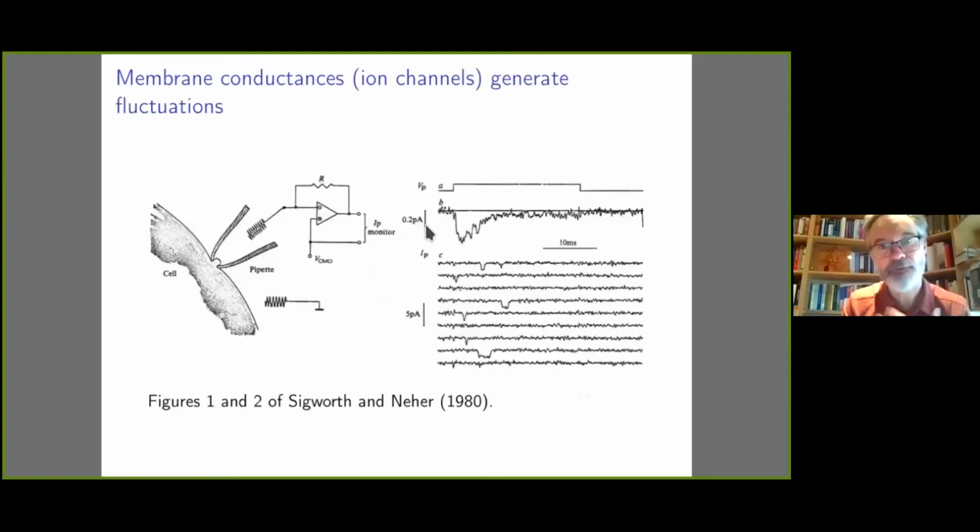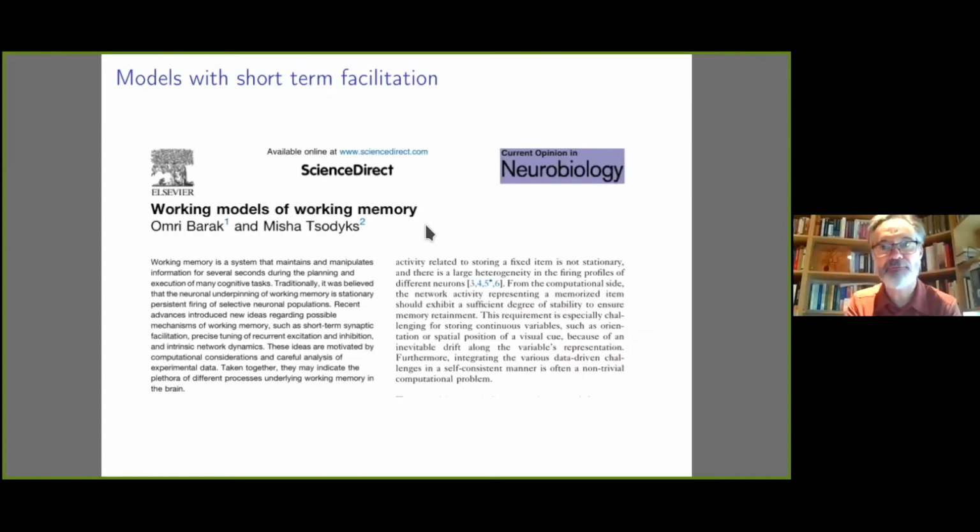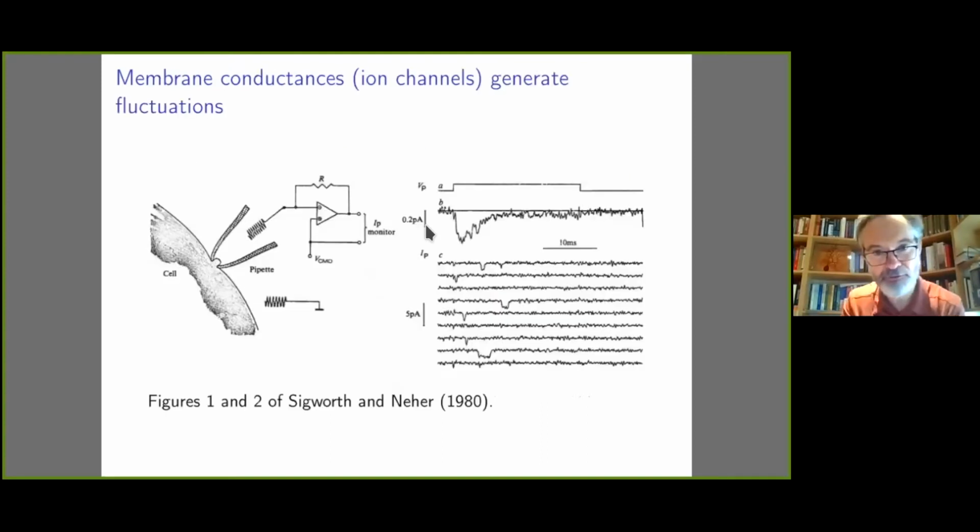I've spent a lot of time recording from actual neurons, and for me, neurons are stochastic units. And they are stochastic units for two main reasons. The first one is that the channels that are responsible for the action potentials and everything, electrically speaking, are stochastic units themselves. So what you have here is a famous paper by Sigworth and Neher from the early 80s.